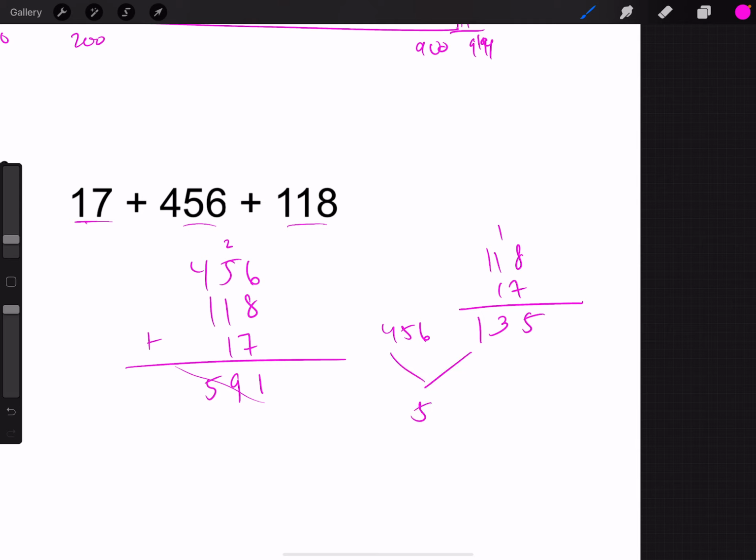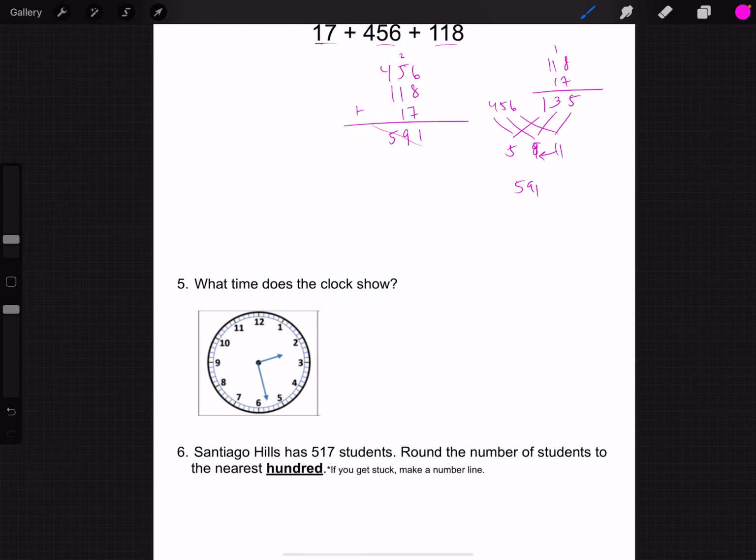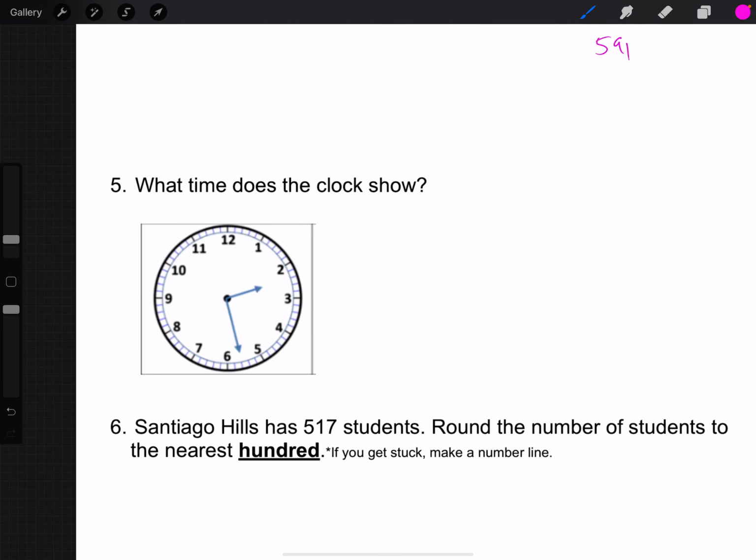And I get 5 hundreds, 8 10s, and then 11. So I'll just move that over, and this is a 9, so I get 591. So I could have done a combination of strategies. Either one would work.